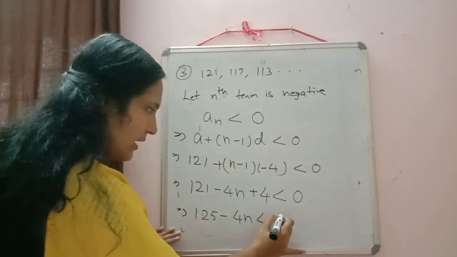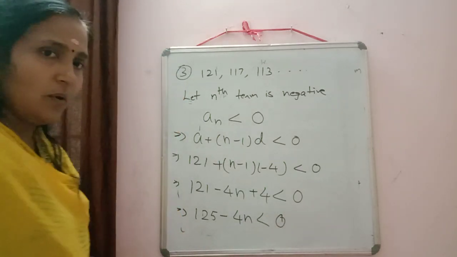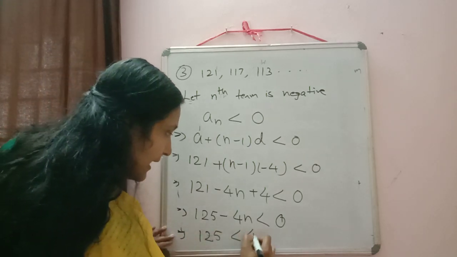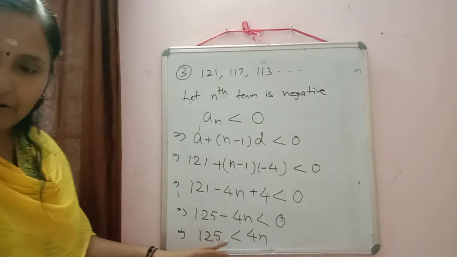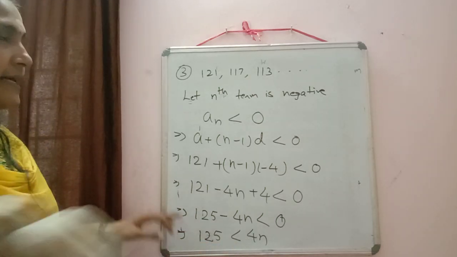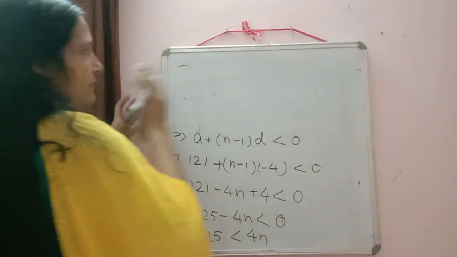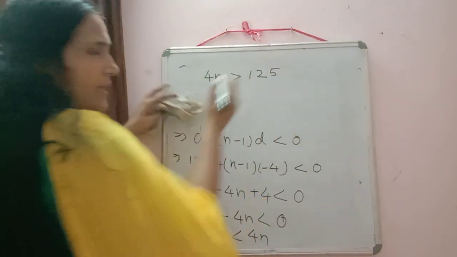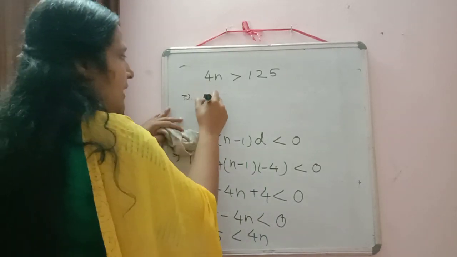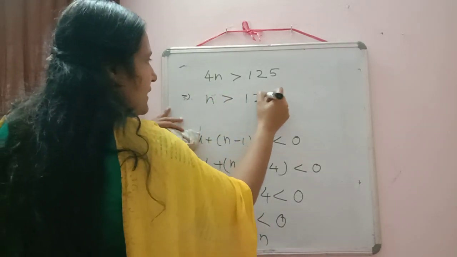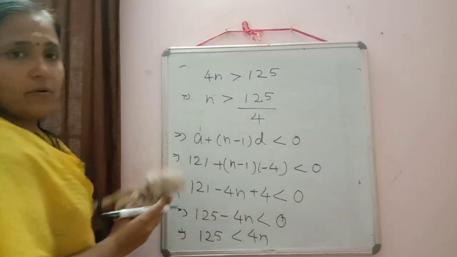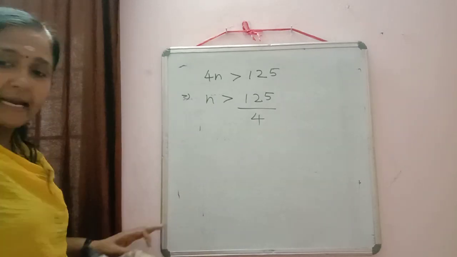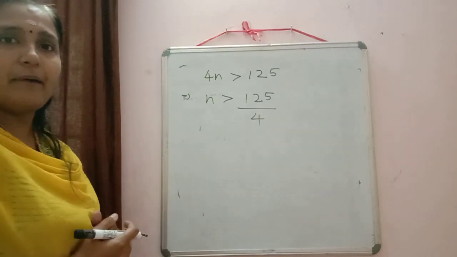Now what we should do? We'll shift this minus 4n to right hand side. Sign will not change there. 125 less than 4n. Or what we can write? 4n is greater than 125. So n is greater than 125 by 4. So if the nth term is negative, its value should be greater than 125 by 4.